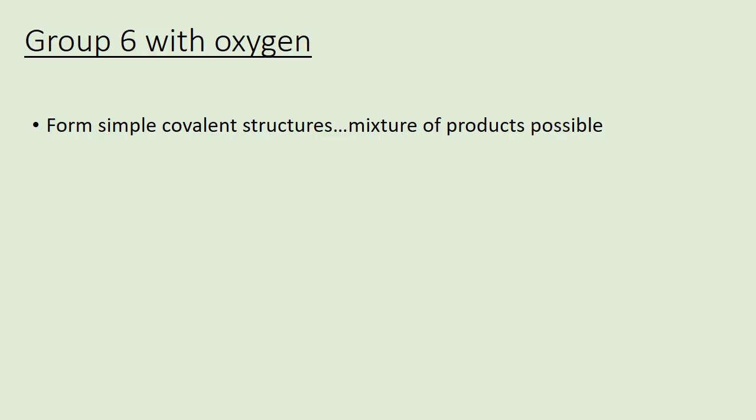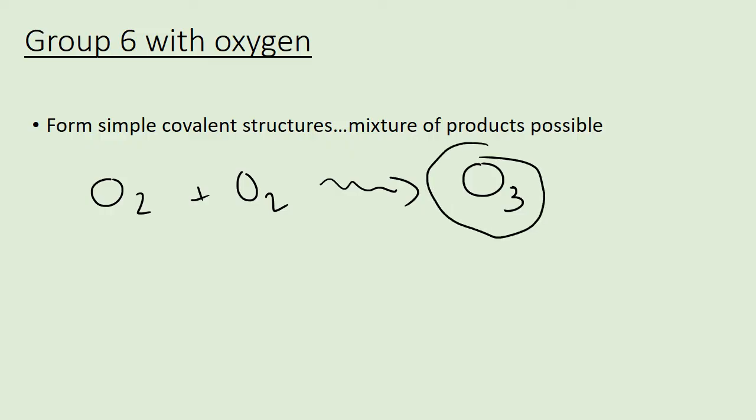Right, group 6 this time then. So again, we get a slight mixture of products. Now, oxygen with oxygen, we're not going to talk about oxygen reacting with oxygen, but it's possibly worth mentioning at this point that ozone does exist. So the ozone layer is O3.